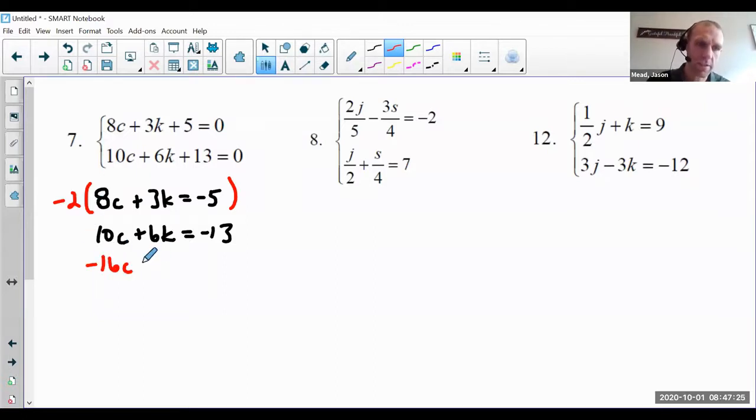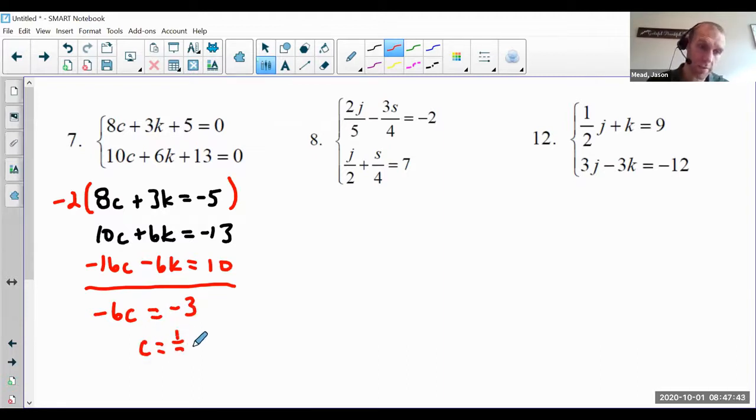So negative 16c minus 6k equals positive 10. So then I add things. I end up with negative 6c. The k's go away. And this is negative 3. So divide both sides by negative 6. Negative 3 divided by negative 6 is 1/2. So c equals 1/2. And then I can take that and substitute it back into either equation.